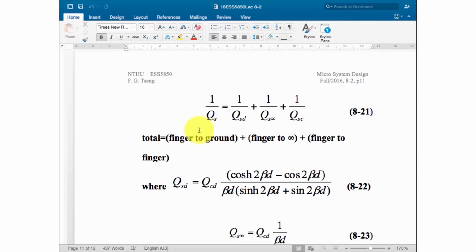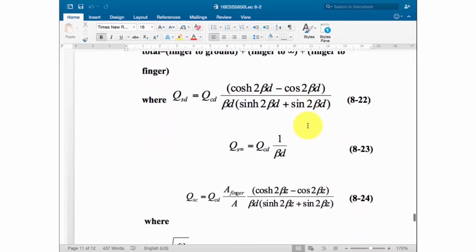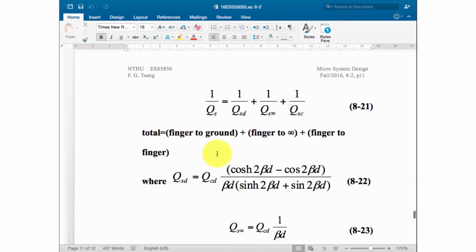So now we have the finger to ground, finger to infinity, and the finger to finger, between fingers, the lateral. This is lateral, this is to the bottom, this is to the top. These three quality factors, you add them together. 1 over quality factor means damping. You add all the damping together and you become the final damping. But because you are moving back and forth, you need to do some modification, not only the QCD. The original is QCD, but you need some modification because it's going back and forth. Add them together and that becomes the final damping you have.